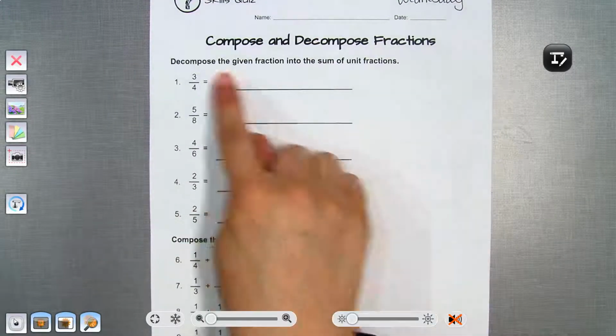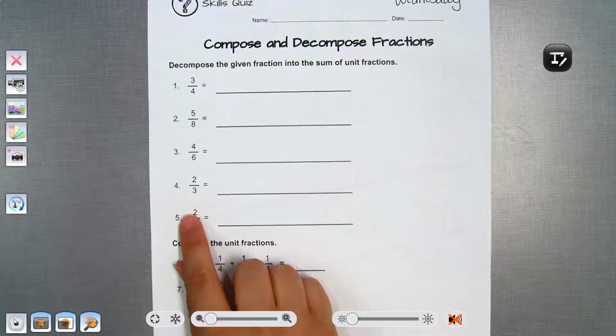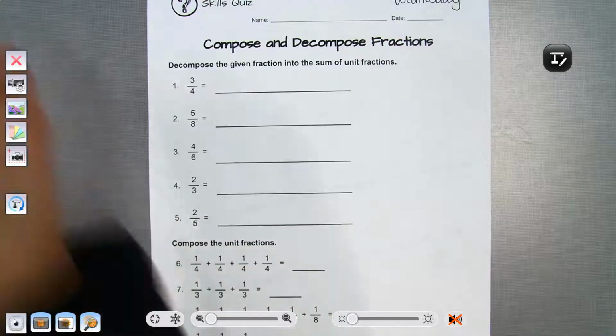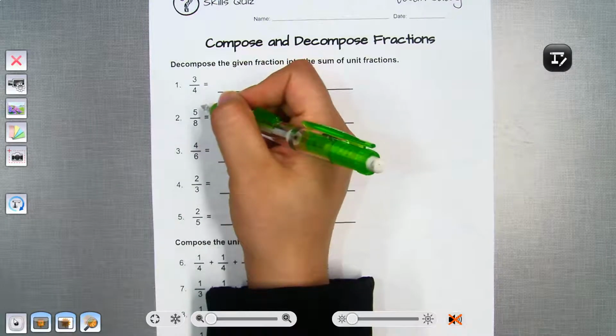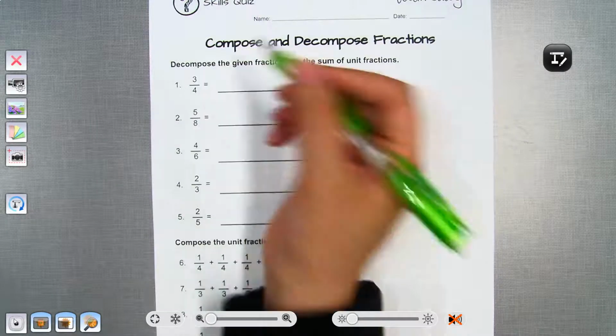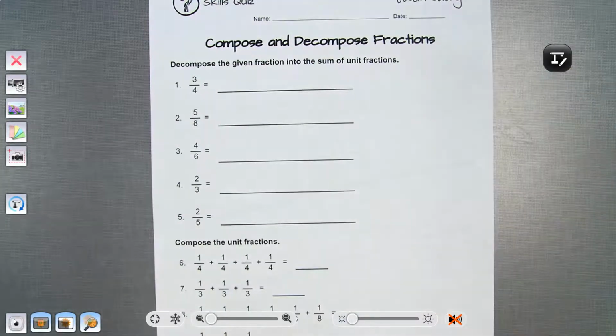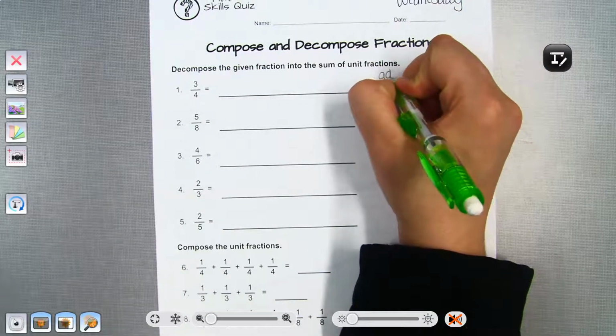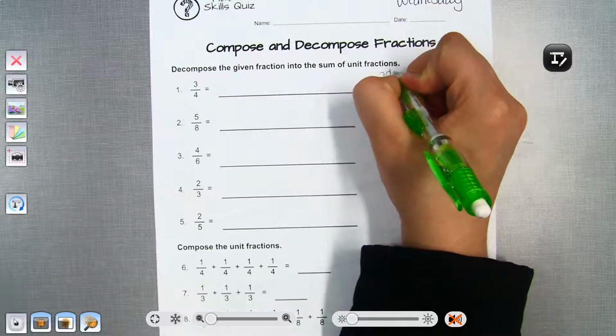So if you notice, questions 1 through 5, it says decompose the given fraction into the sum of unit fractions. So this is where we're going to be taking our fraction and decomposing it into an addition sentence. Okay? So this is where you're going to be writing, I'm going to put out to the side, an addition sentence to go with our fraction.